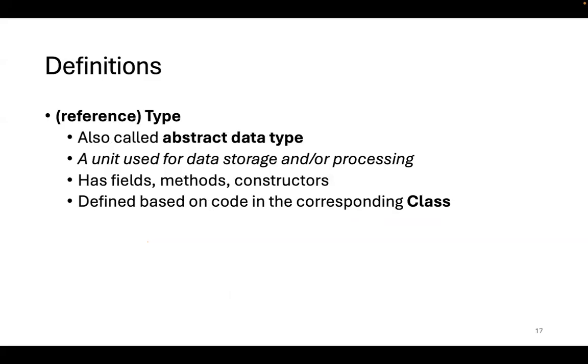A type, a reference type, an abstract data type. Remember, Java likes us to be explicit with what type our variables are. So we've got our 8 primitives, and then everything else is a reference type. We also can call it an abstract data type, and this is a unit that's used for data storage and processing. And so it's got fields, methods, and constructors, and it's defined based on the code in the class.